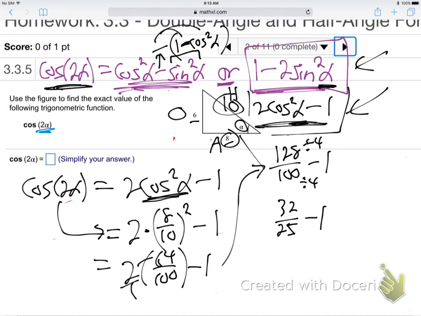And like right here. A lot of people get right here and they'll be like, what do you do with that? It's all that little silly stuff. How do you subtract 32 25ths minus 1? How do you subtract two things? You make that 1 into?